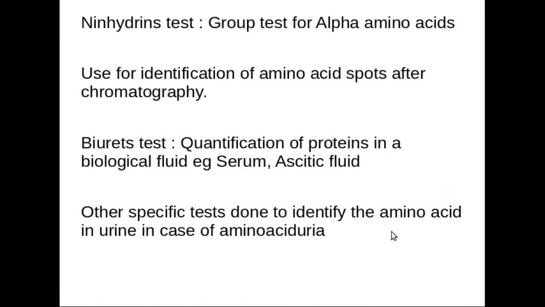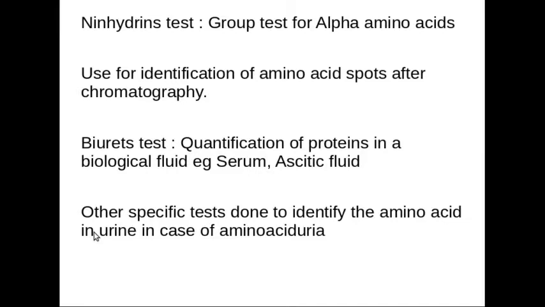Before that, a quick recap about the color reaction with proteins. We discussed that the Ninhydrin test is a group test for amino acids, which is used for detecting amino acid spots after chromatography. Biuret's test was a group test for proteins, and this is used for quantification of protein in biological fluids like serum, ascitic fluid, etc. And this is what we're going to discuss today.